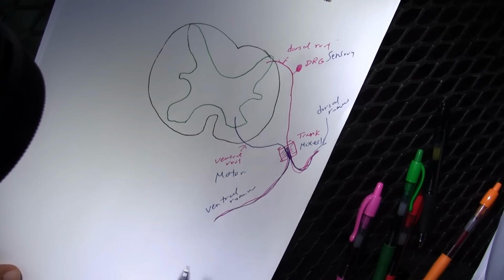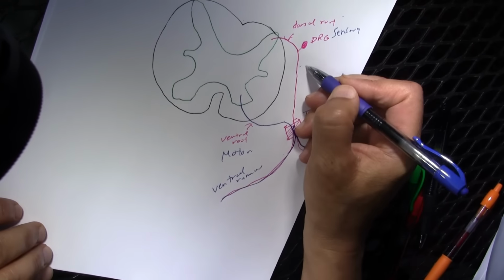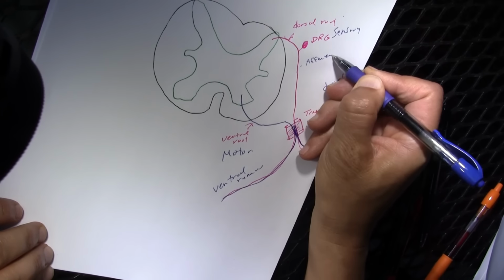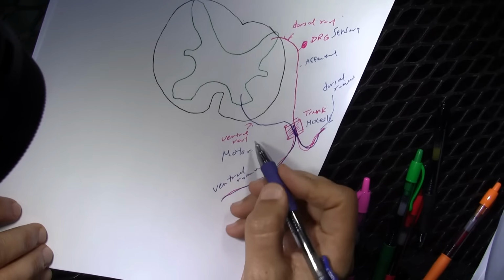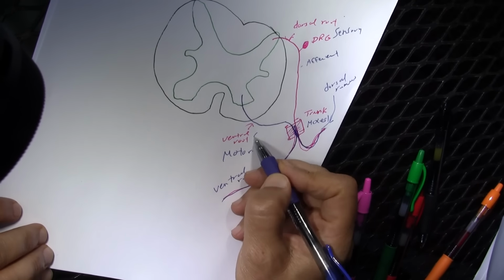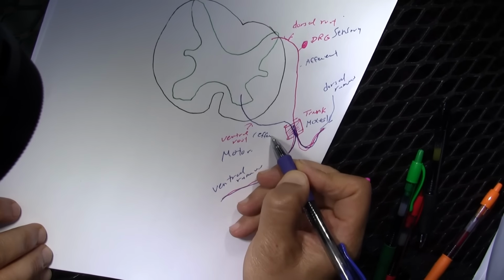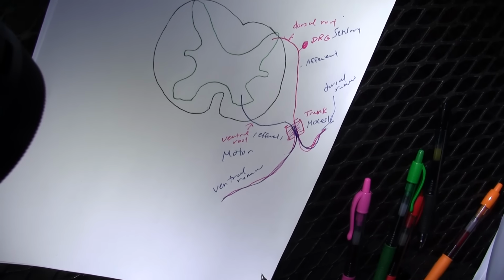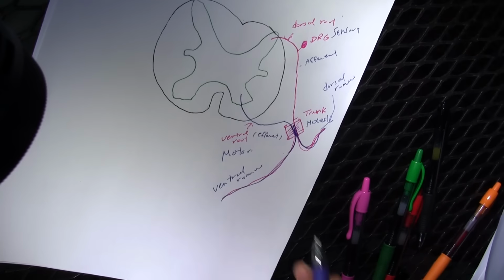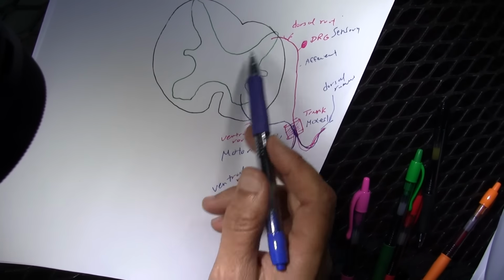Okay. The sensory usually we call it afferent, because it carries information from periphery to the central nervous system, and the ventral root usually is efferent, because it carries information from CNS down to the periphery, to the muscle. Okay, so this is a typical spinal nerve.